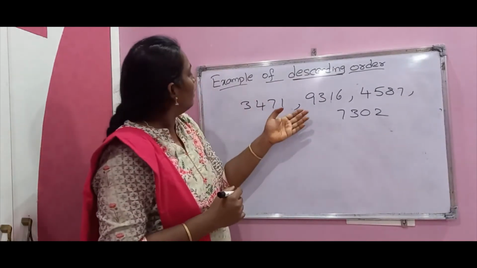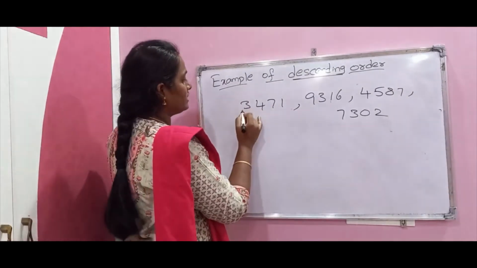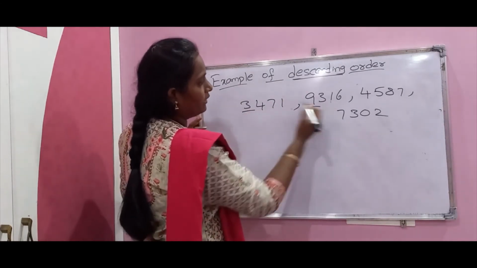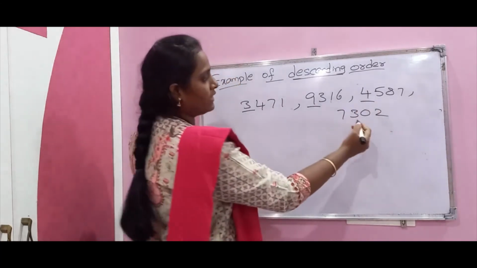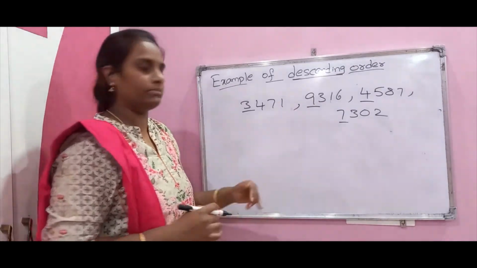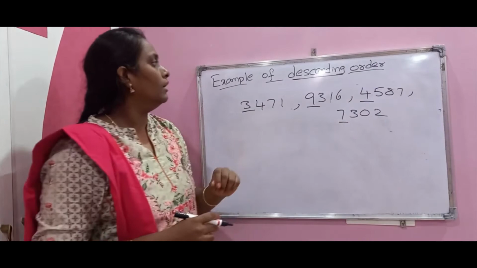First, check the first digit of all the numbers. What is the first digit of this number? 3. Here, what is the first digit of this number? 9. What is the first digit of this number? 4. What is the first digit of this number? 7. But we'll compare these numbers. 3, 9, 4, 7.